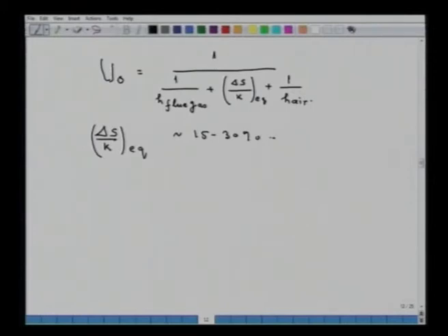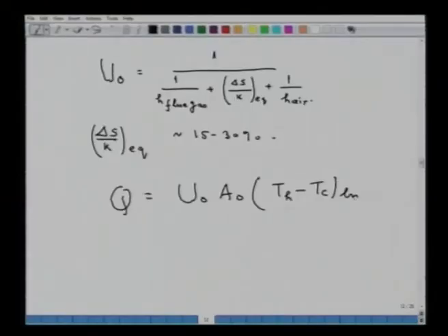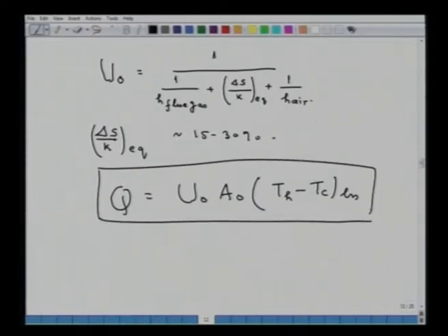So, with this simplification, for most engineering applications, we can write Q equal to U0 into A0 into (Th minus Tc) log mean. That is the expression which you derived for the recuperator, and it can also be applied to the regenerator. In the next lecture we will see some problems based on these equations.